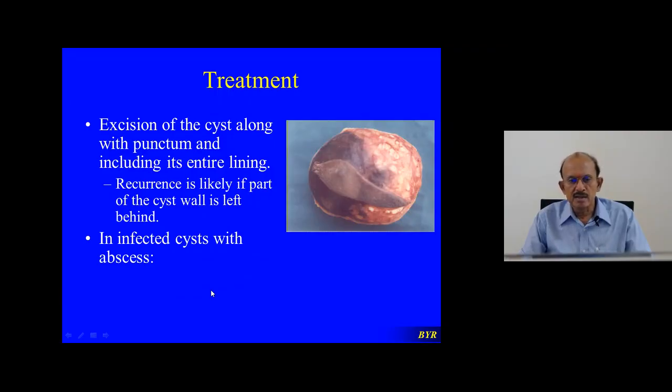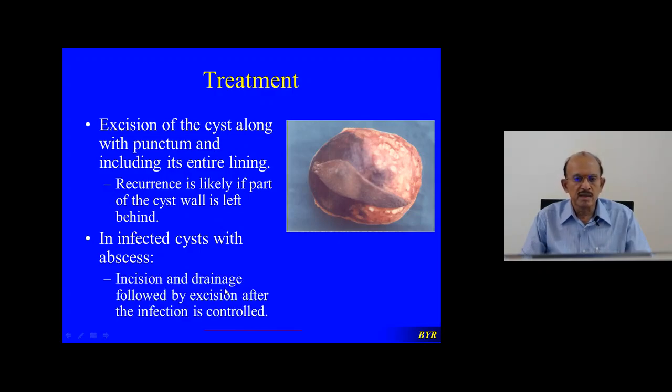In infected cysts with abscess, if the patient presents to you with an abscess due to sebaceous cyst, then what do you do? First of all, you incise and drain the abscess, followed by excision after the infection is controlled.